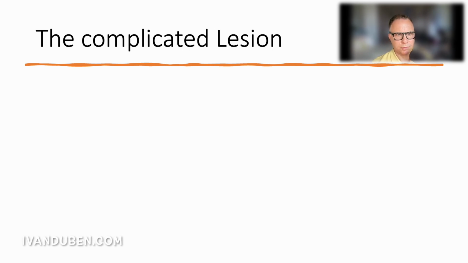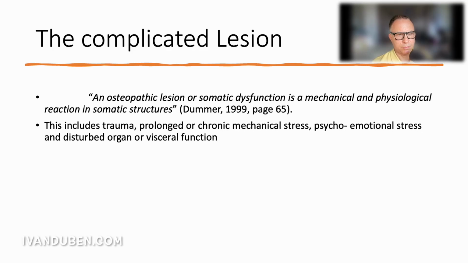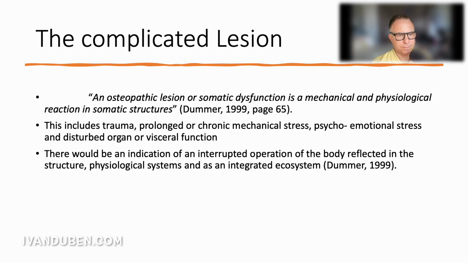In terms of what would be called, from an osteopathic point of view, the complicated lesion, an osteopathic lesion or somatic dysfunction is a mechanical and physiological reaction in somatic structures. This includes trauma, prolonged or chronic mechanical stress, psycho-emotional stress, and disturbed organ or visceral function. There would be an indication of an interrupted operation of the body reflected in the structure, physiological systems, and as an integrated ecosystem. That's coming from Tom Dummer.